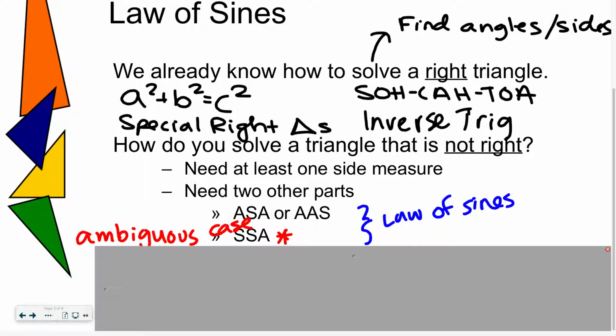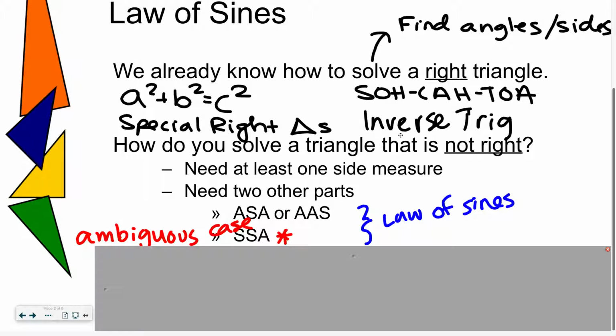But I want to at least introduce you to this idea so next year when your Algebra 3 or pre-calc teacher is talking about it, you're like, oh, I remember hearing about that ambiguous case. Ambiguous means unclear, unsure. So something weird happens. So we know something's not right always with side angle. We always have to be careful with it.